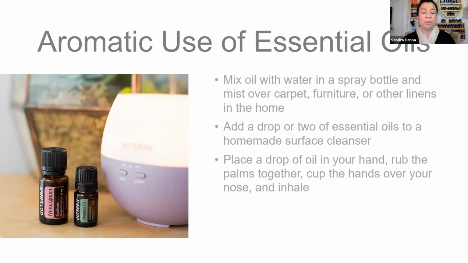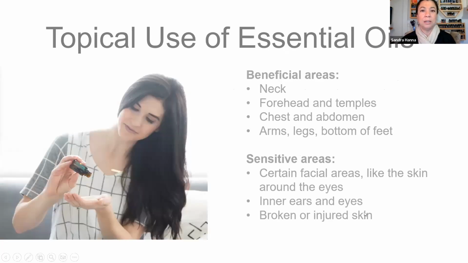Different linens in your home before you go to sleep. If you make a spray, you can do that for your pillows. It's really nice if guests are coming over. Add a drop or two of essential oils to your homemade surface cleaner. doTERRA has a homemade surface cleaner, so that you can just buy the On Guard surface cleaner or the Abode one, and you add the water to it and you have your surface cleaner. Place a drop in your hand, rub palms together, again, cup in your hand, and inhale. So just different ways to use it aromatically.